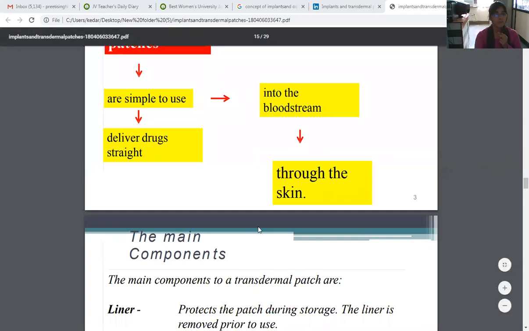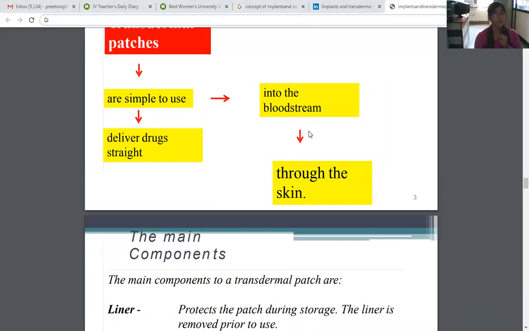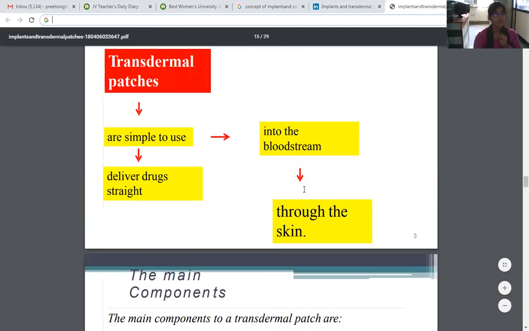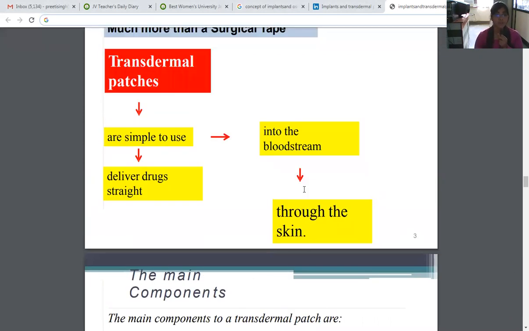Today, I will discuss the topic transdermal drug delivery system. Transdermal patches are simple to use. Through the intact skin, they deliver the drug straight into the bloodstream. This is the definition of the transdermal patch. The transdermal patch topic belongs to the novel drug delivery system for the B.Pharm 7th semester.